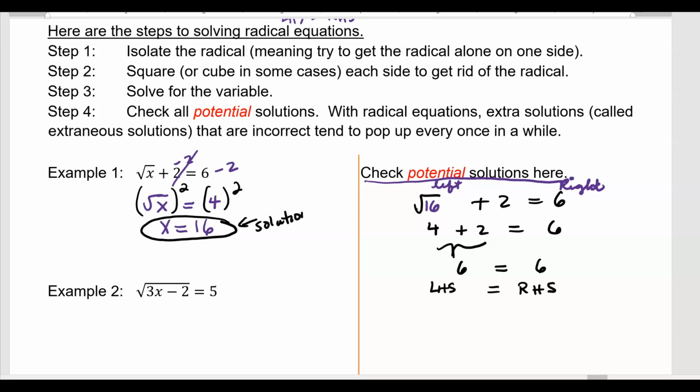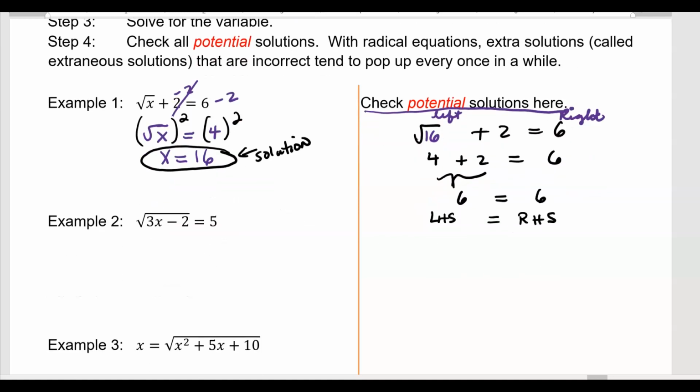So please don't get it mixed up that the solution is 6. We're just checking on the right side. That is not our solution. Our solution was x equals 16, and we verified it with this little check on the right side.